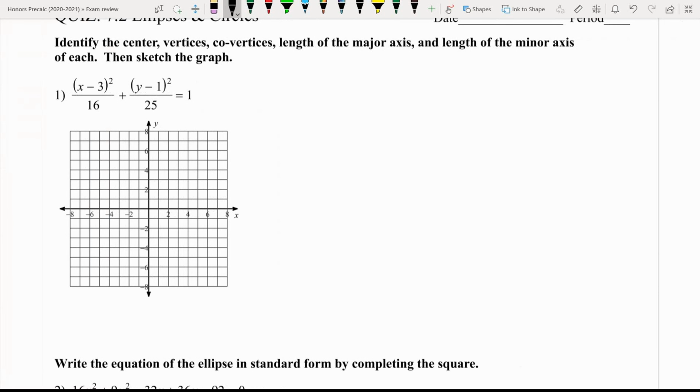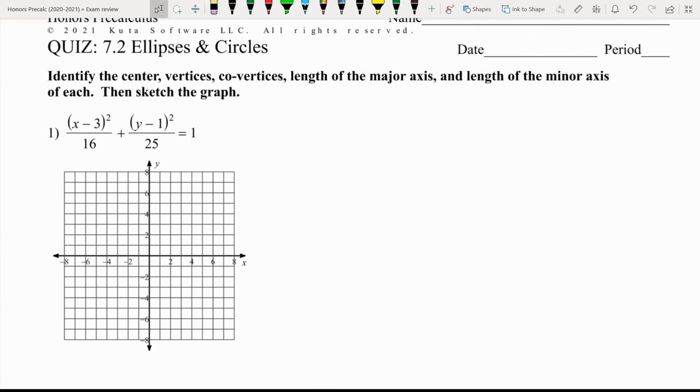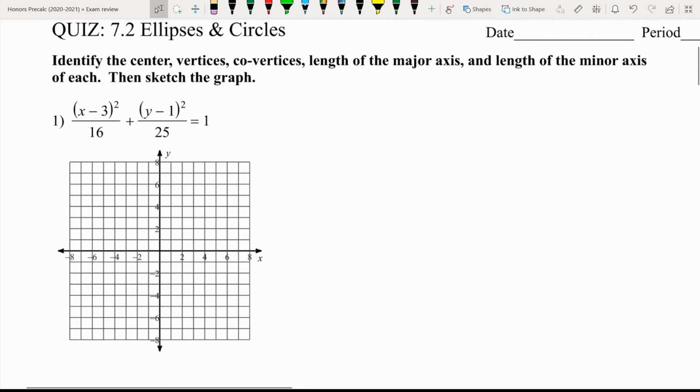All right, let's take a look at this here. This was the quiz over specifically 7.2, ellipses and circles. This is going to be on the exam. First problem here, we had to graph an ellipse.